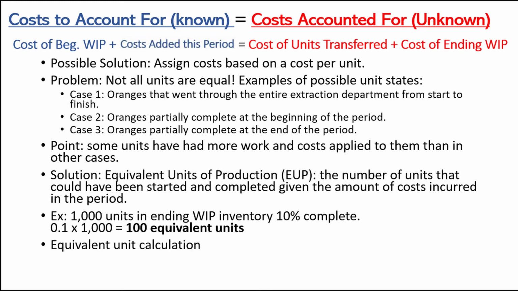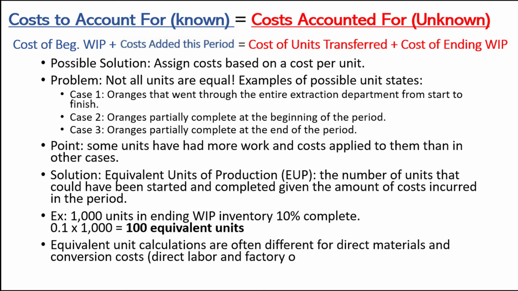Equivalent unit calculations are often different for direct materials and conversion costs, which include direct labor and factory overhead. Oftentimes, direct materials are all added at one point in the process, typically at the beginning. This should make sense. Consider our example with the oranges in the juice extraction process. We can't really start the juice extraction process until the direct materials, the oranges, are added. So all of the direct materials would be added at the beginning of the juice extraction process. Conversion costs, on the other hand, are typically added equally throughout the process.